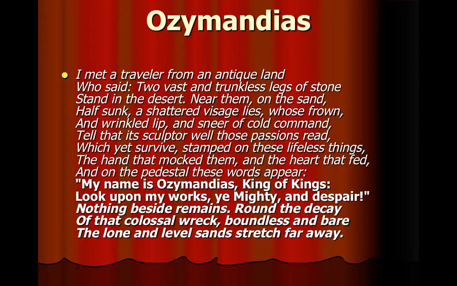I met a traveler from an antique land who said two vast and trunkless legs of stone stand in the desert. Near them on the sand, half sunk, a shattered visage lies, whose frown and wrinkled lip and sneer of cold command tell that its sculptor well those passions read, which yet survive, stamped on these lifeless things, the hand that mocked them and the heart that fed. And on the pedestal these words appear, my name is Ozymandias, King of Kings. Look upon my works, ye mighty, and despair. Nothing beside remains. Round the decay of the colossal wreck, boundless and bare, the lone and level sands stretch far away.